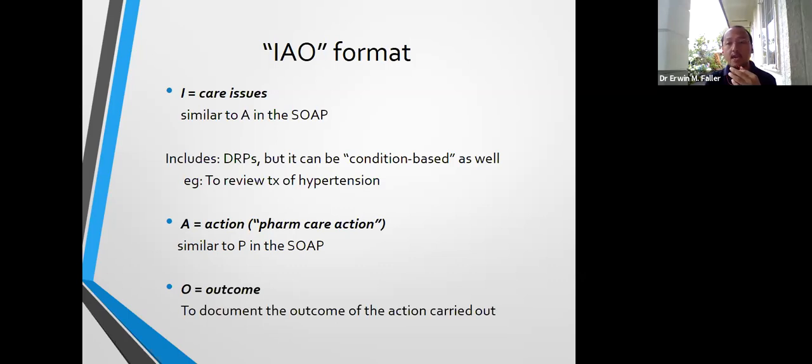And we have A, which is action. This is actually our intervention given to a particular patient. At the same time, also letter O, which means outcome. This documents what the goal of the patient is and whether we have achieved that particular goal carried out by a particular intervention or a particular action.